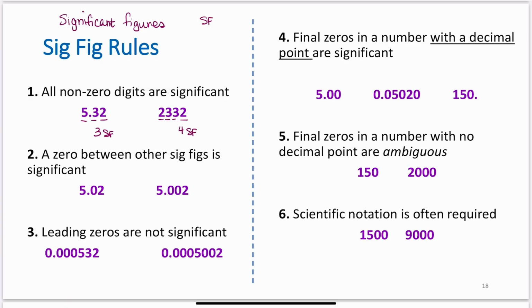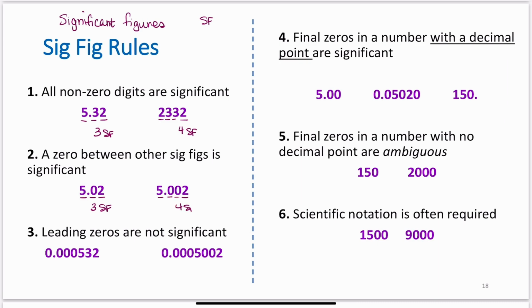Number 2, if I have a 0 sandwiched between other sig figs, it is significant. I call these sandwich zeros. I call them captive zeros. They are trapped between two non-zero digits, two integers. 502, all three numbers here are significant. This has 3 sig figs.